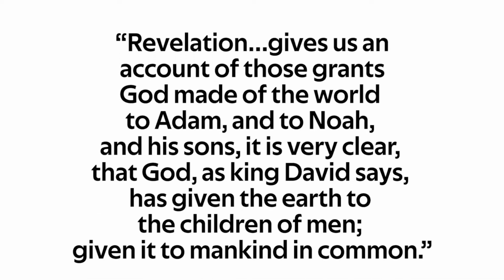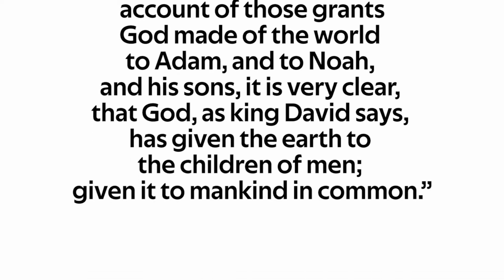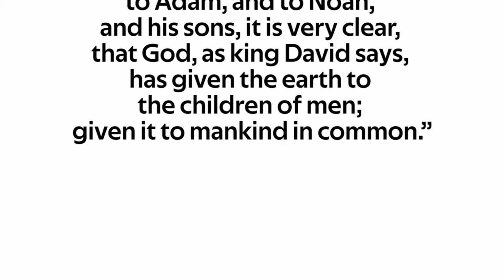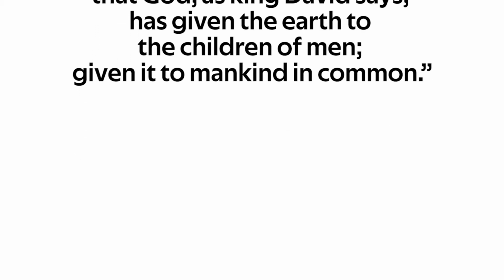It is very clear that God, as King David says, has given the earth to the children of men, given it to mankind in common. Basically, John Locke is saying, how can we have property if it's very clear from the foundational text of society at that time that God himself gave that property to everyone, that everyone was supposed to be able to have it, that private property was not created at the beginning? Now, whether you believe in the account of the Bible or not, that's not the important part of this.